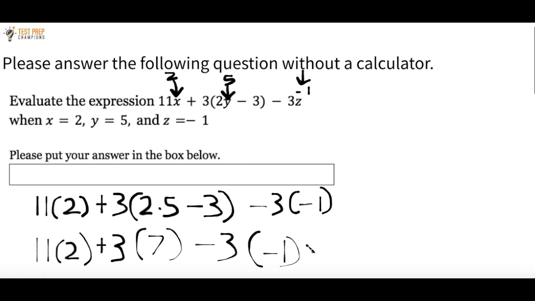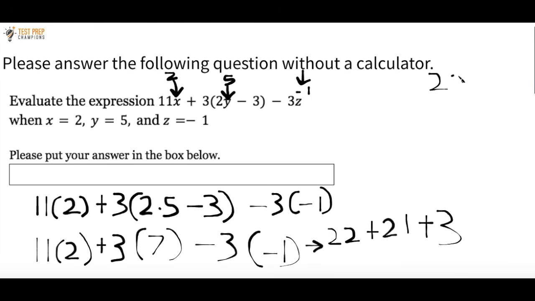Okay, so now I'm just going to work left to right here. 11 times 2 is 22. Now 3 times 7 is 21. And right here I've got minus 3 times -1. So this is going to become plus 3 because a negative times a negative is a positive. And 3 times 1 is just 3. Okay, so now here what I have is 22 plus 21 plus 3.